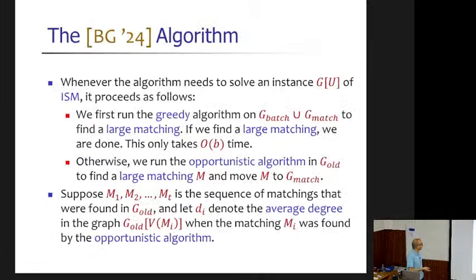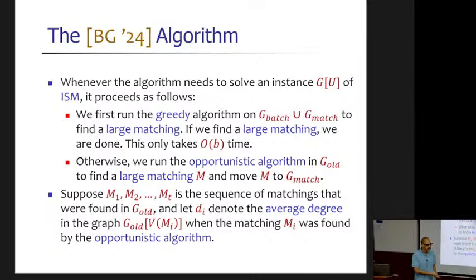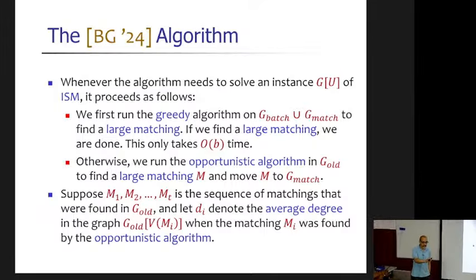Okay, good. So here is the algorithm. Whenever you need to solve an ISM instance, all we need to do is solve ISM instances because of that reduction I told you. You're going to first run the greedy algorithm on G batch union G match to find a large matching. These graphs have order B edges. Just run the greedy maximal matching algorithm. How much time? Order B. It's just linear time in the number of edges. So nothing smart is being done.